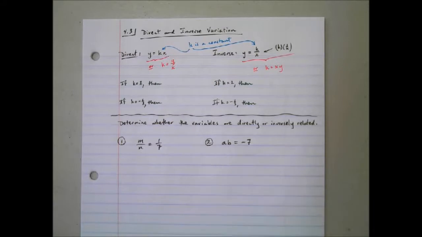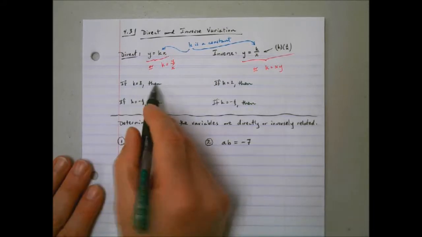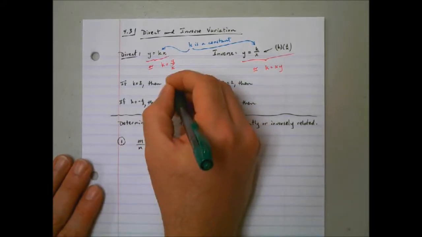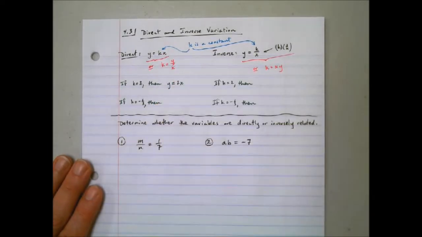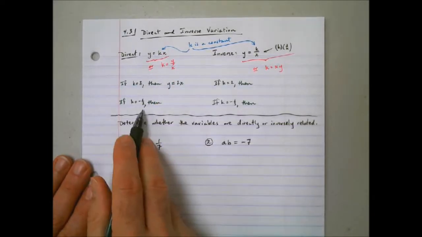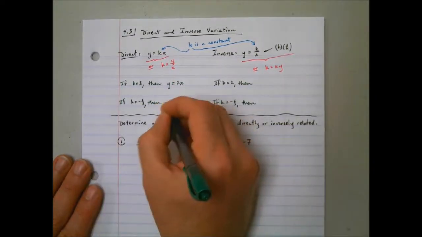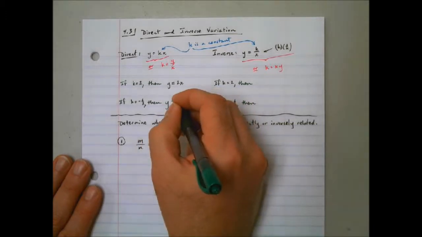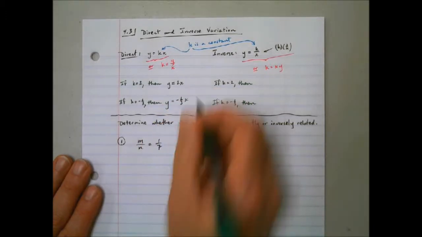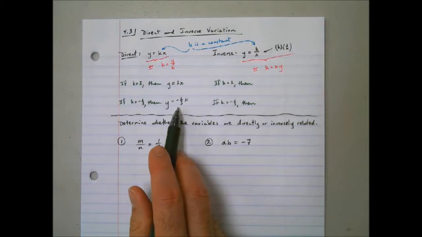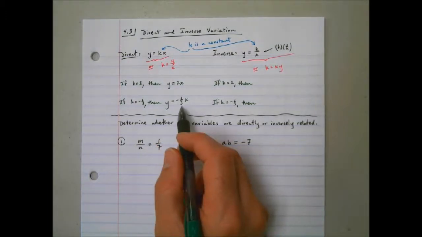The constant cannot be 0, but it can be any other number. So, for example, if k is 2, then you would have y equals 2x. If k is negative 1/3, you would have y equals negative 1/3 x. Now, obviously, the negative 1/3 x could be negative x over 3. Probably a little bit easier to see what the constant of proportionality is when it's in this form.